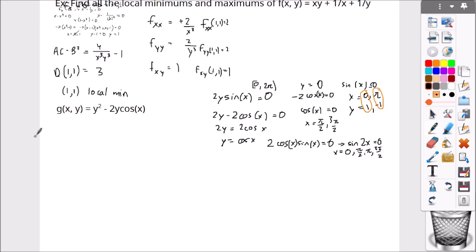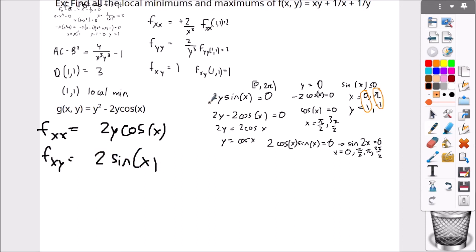Then I will perform the second derivatives. F sub xx is 2y cosine x. F sub xy is 2 sine x. I'm just taking f sub x and taking its derivatives. Very simple. F sub yy is the derivative of this, which is just 2. That's very nice.